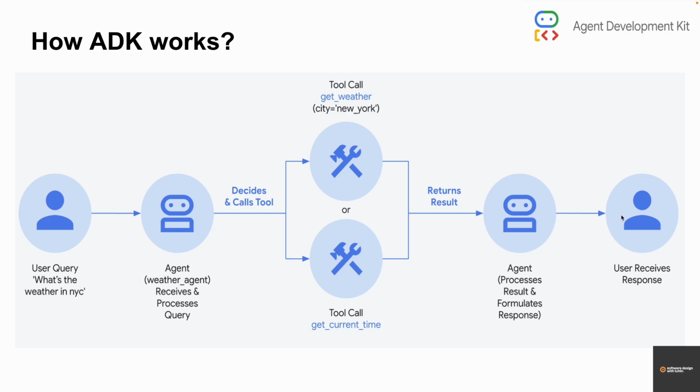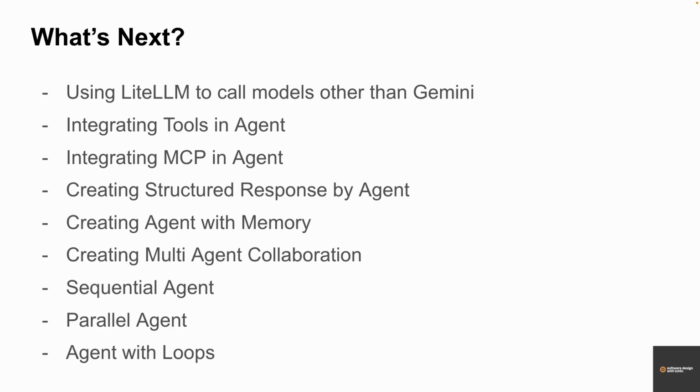So this is how an agent works. For the current demo we did not use any tool, but in the next few sections we will be using tools. So what is next? We'll use LiteLLM to call models other than Gemini. For the current demo we used the Gemini model, but in the next section we will use an OpenAI model as well. Now we will also show how to integrate tools in that agent, and integrating MCP in that particular agent.